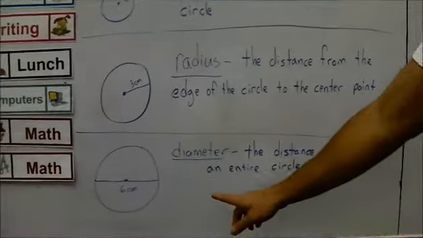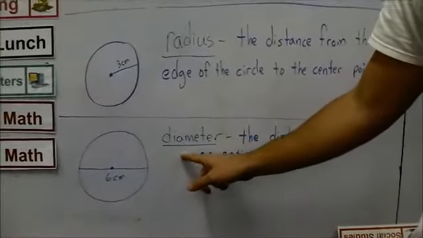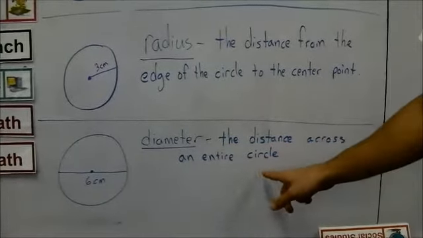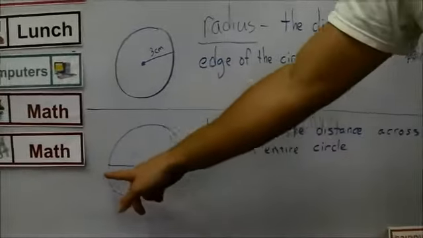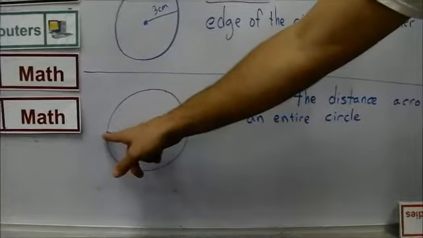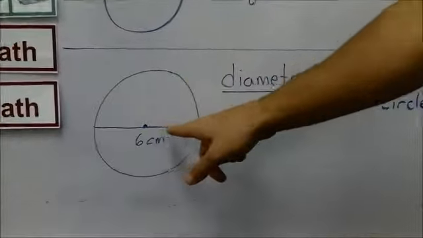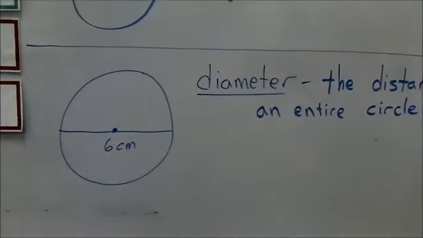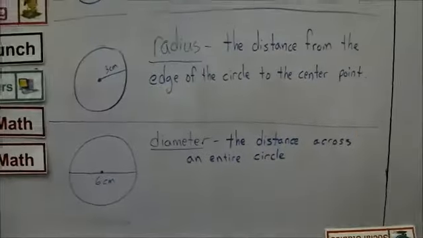The next one we have is called the diameter. The diameter is the distance across an entire circle. So it starts here and it goes all the way across, going right through the center point. And again, pause the video so you can write it down.